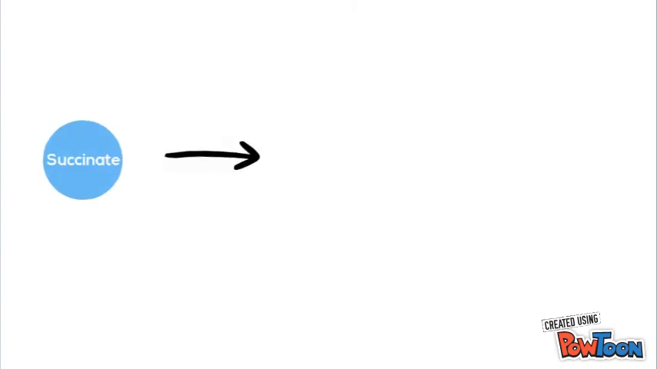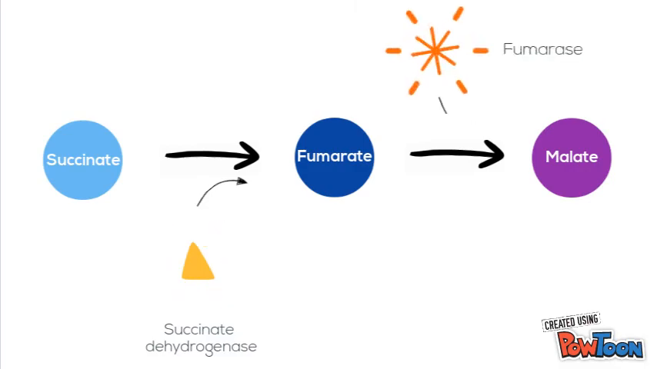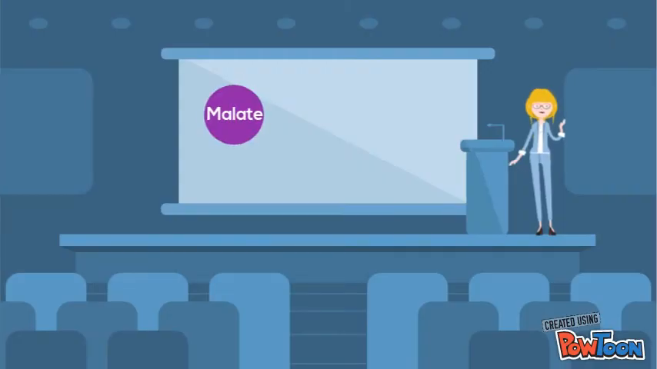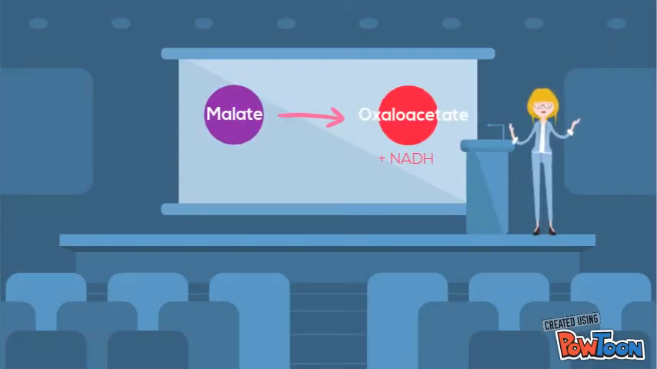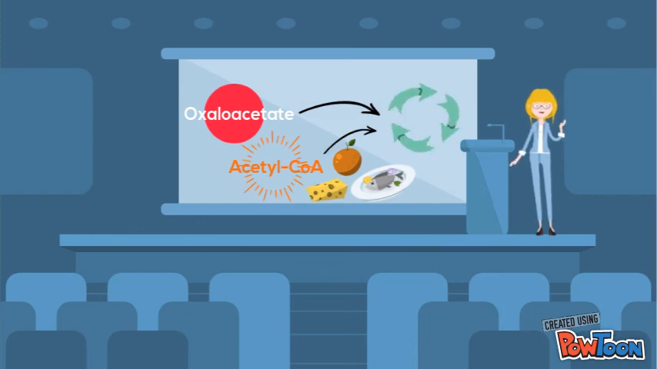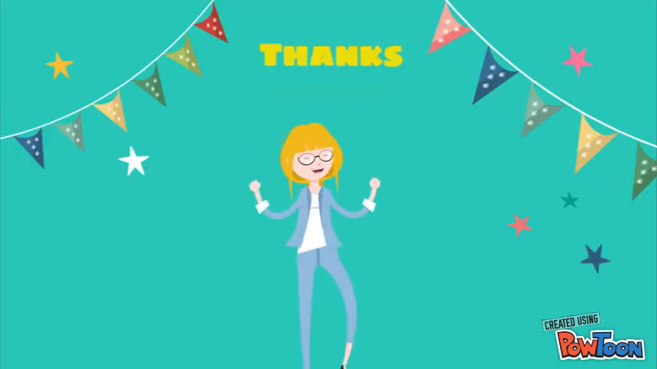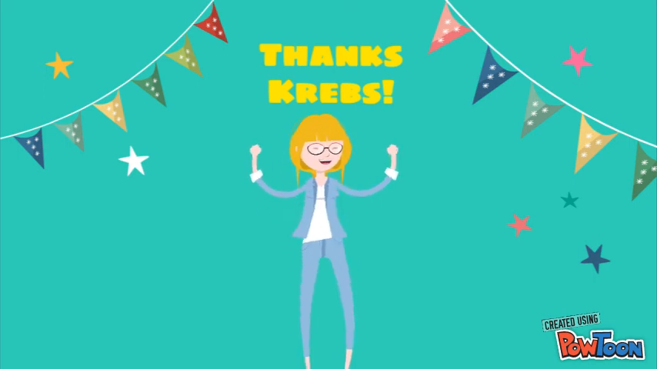So succinate is turned into fumarate by succinate dehydrogenase, then into malate by fumarase. And finally, oxaloacetate and NADH are made from malate by malate dehydrogenase, and oxaloacetate is now available to start another cycle with incoming acetyl-CoA. Thanks to the Krebs cycle, you can now run faster and jump higher.